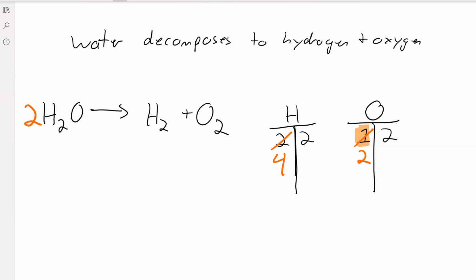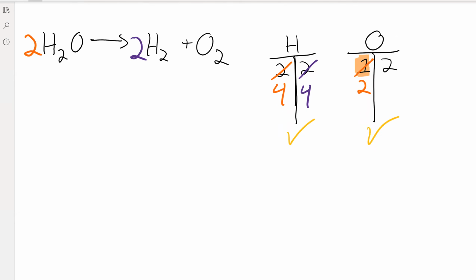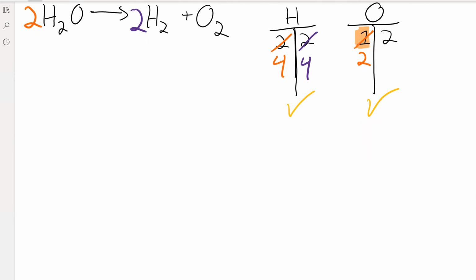And you can tell overall it's not balanced. So now I need to add another coefficient. The thing that's not balanced is the hydrogens. I have 2, I need 4. So what I can do is put a 2 in front of this H2. Now on my product side, I have 4 hydrogens. And now we can tell that both of them are balanced, right? The hydrogens and the oxygens are balanced. And that's basically how you're going to do it. You're just going to go step by step. Obviously, this is a very simple example. We'll do another more difficult example, but the method stays the same.